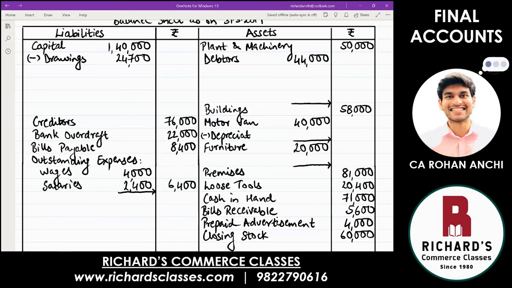What is the rate of depreciation for motor van? Point number 3, if you read, it is 10% on motor van. So calculate 10% of 40,000. How much is that? 4,000. Deduct and tell me the value in the outer column. 36,000.